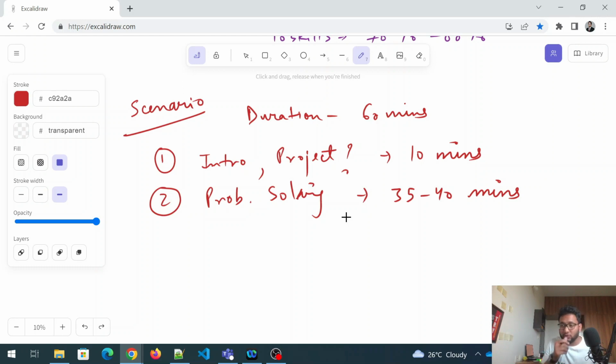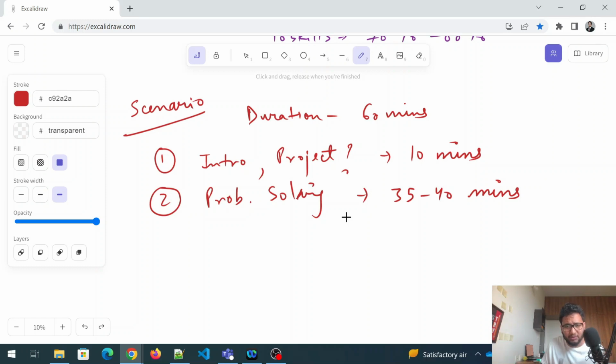So do a mock interview of yourself, watching yourself in the mirror, and then ask yourself whether everything is going all right or not, and then you can improve. This is the first part, and the second part, the problem solving, is the most important part, 35 to 40 minutes. Even if you screw up a bit in these first 10 minutes, you can make up for the interview within the 35 to 40 minutes, showing them your problem solving skills.